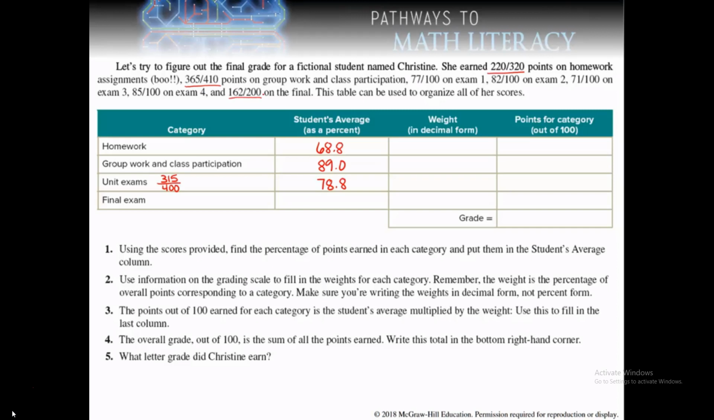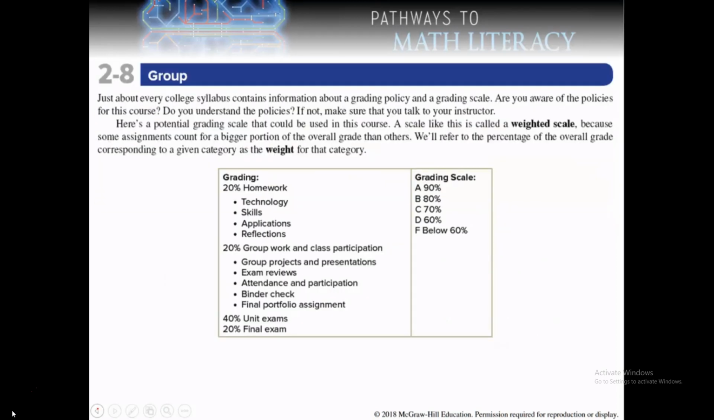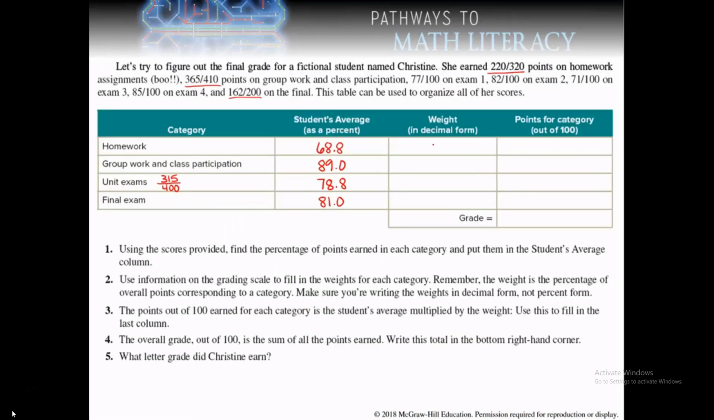In question 2, it says to use the grading scale to fill in the weights, but we're going to write them as a decimal instead of a percent. So you can flip back to the syllabus and see that the weights are 20%, 20%, 40%, and 20%. So we'll write those as 0.2, 0.2, 0.4, and 0.2.